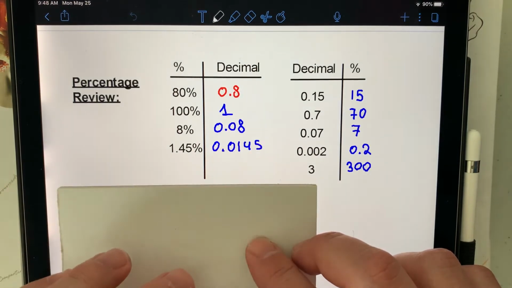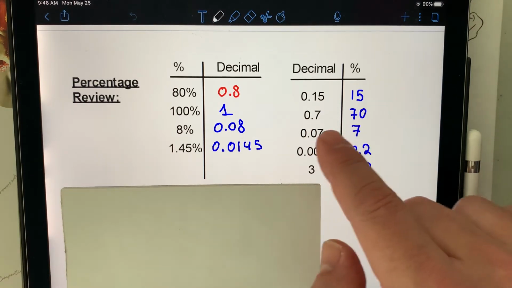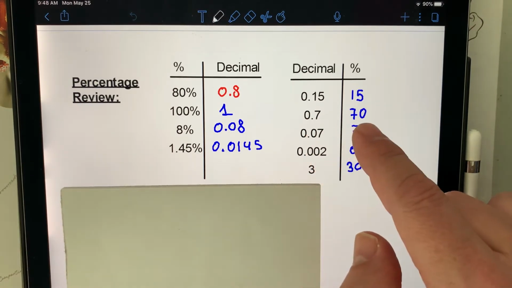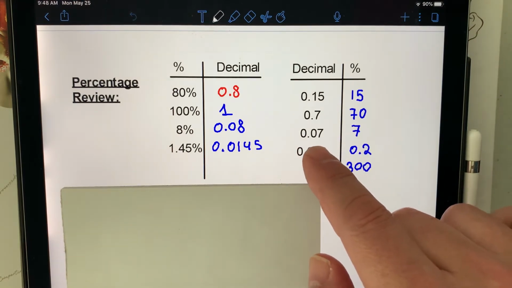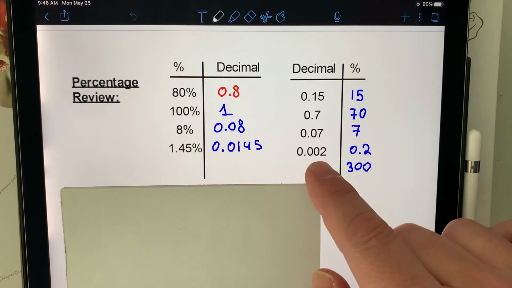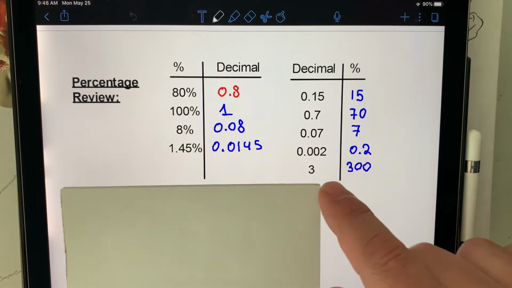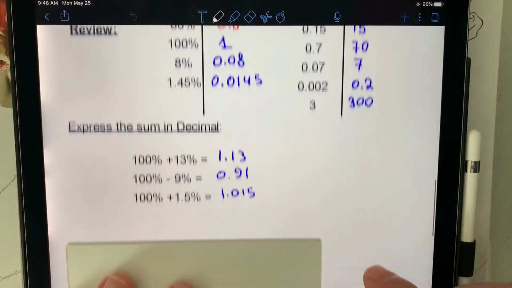The first two are going to be like this is 1%, this is 8%, that's 8 and 0, so that's 80%. So if we go the other way around, 0.15 in decimal, well, that's 15%. 0.7, well, that's 70%, not 7%. 0.07, that's not James Bond, that's actually 7%. 0.002, okay, that's not even 1%, so it's 0.2%. And 3 is actually 300%. Hopefully that makes a lot of sense.